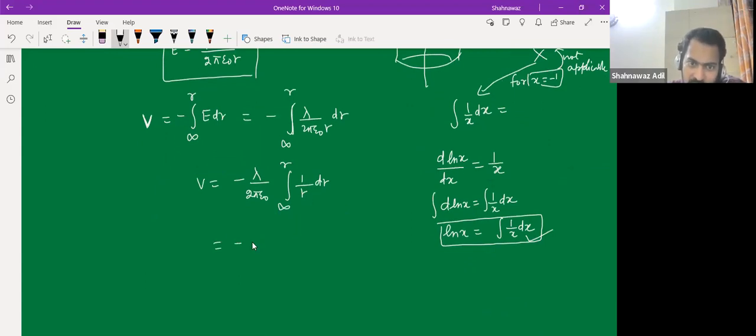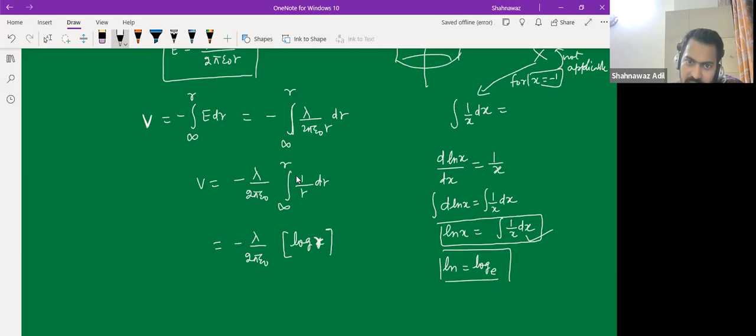So this would be lambda by 2 pi epsilon naught, and let me write log. ln means log to the base e. This is the meaning of ln. So this is log x, log r, and this is from r to infinity. So the answer would be lambda by 2 pi epsilon naught.